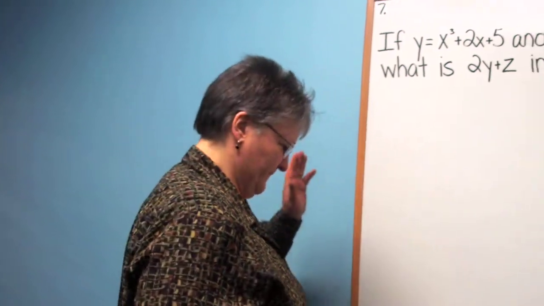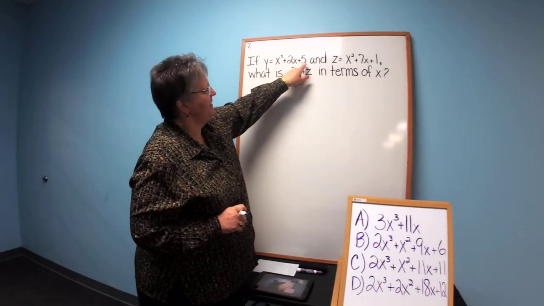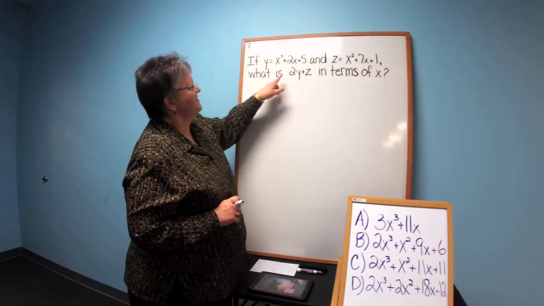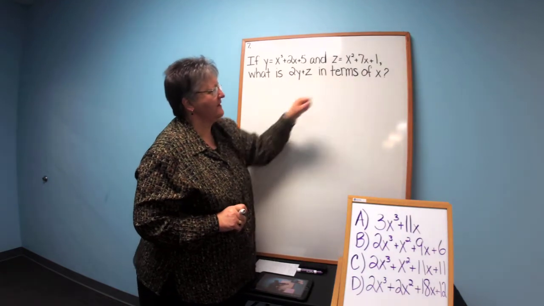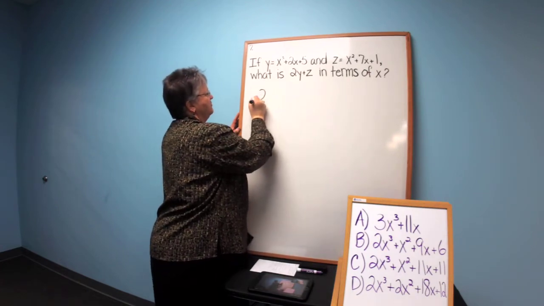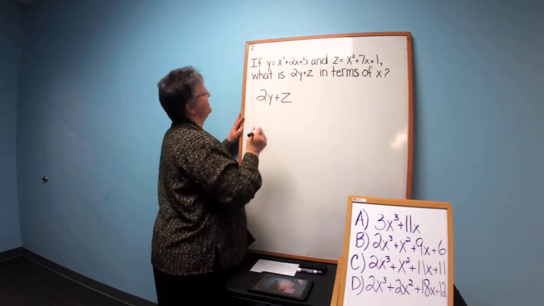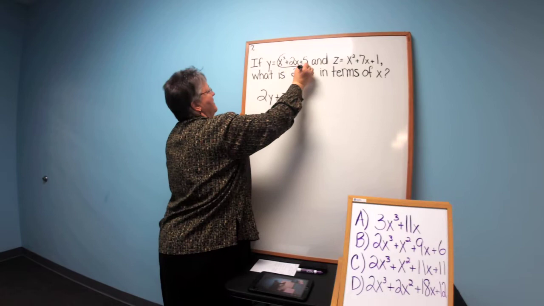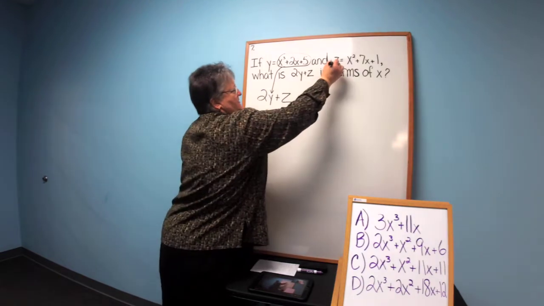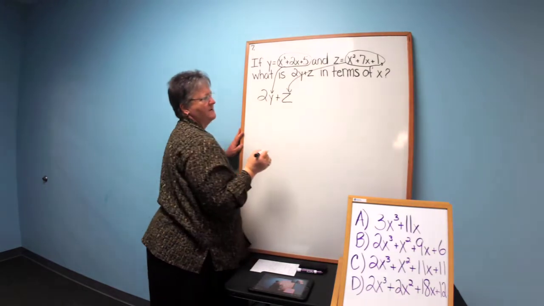And here's our problem. If y equals x cubed plus 2x plus 5, and z equals x squared plus 7x plus 1, what is 2y plus z in terms of x? So what they want us to do is take this expression right here, 2y plus z, and substitute in. It tells us this whole thing equals y, so we're going to substitute that in for y, and it tells us this whole thing is z, so we are going to substitute that in for z.